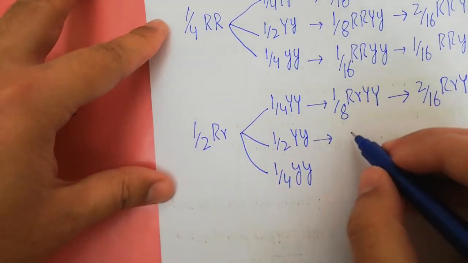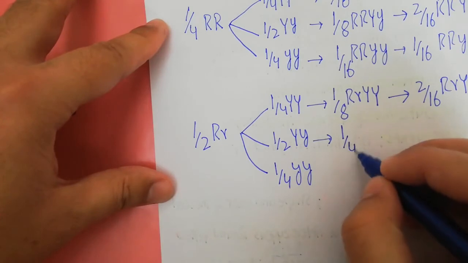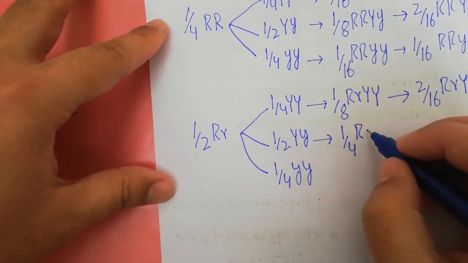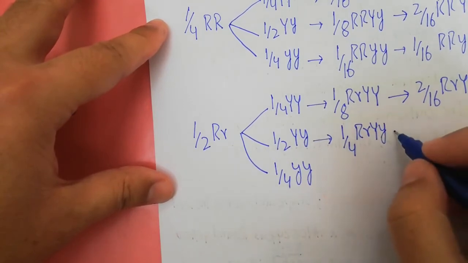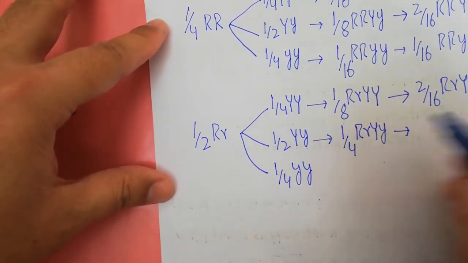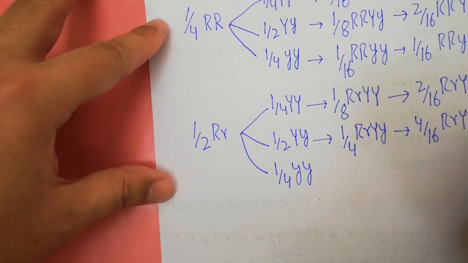Now you have to do it for the other one as well. So 1 into 1 will be 1, 2 into 2 will be 4. That means the genotype will be capital R, small r, capital Y and small y. So if out of 4 they are 1, that means out of 16 they will be 4. And their genotype will be capital R, small r, capital Y and small y.